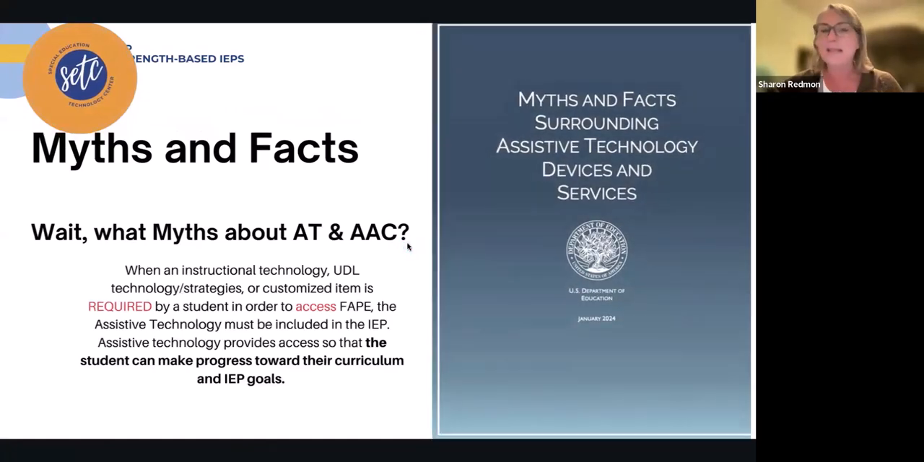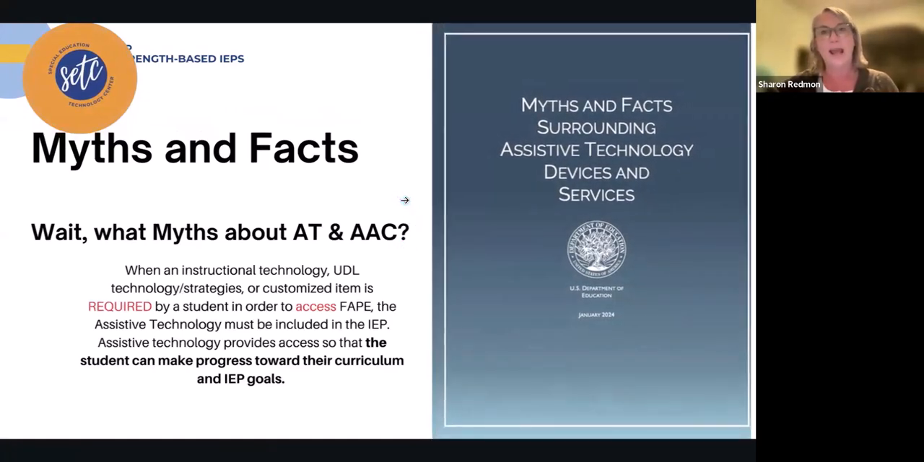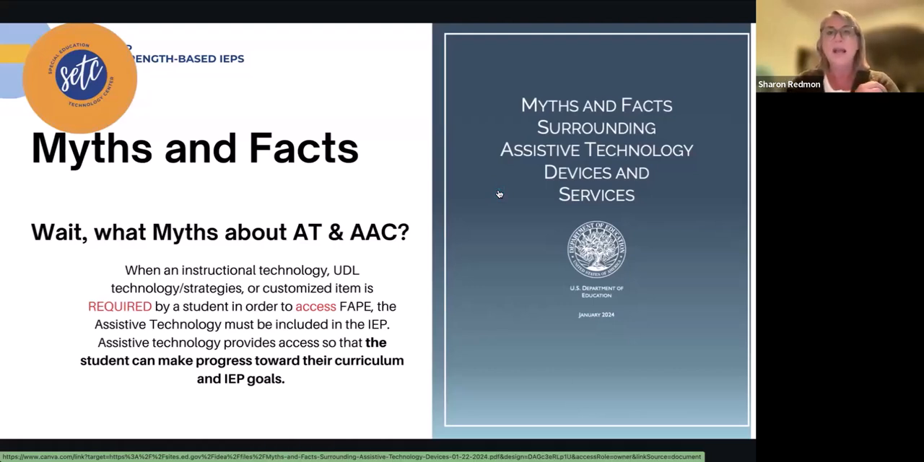So we're going to take a look at some of these facts and myths. And actually, SETSI is doing a six or seven part series where we're working through these myths and facts, from this document that came out last year in January, so it's a year old, from the Department of Education, which has done a really nice job at taking on these myths. I've been in special education since the early 90s and have been doing assistive technology for just about the same amount of time. And these myths we have been fighting against.